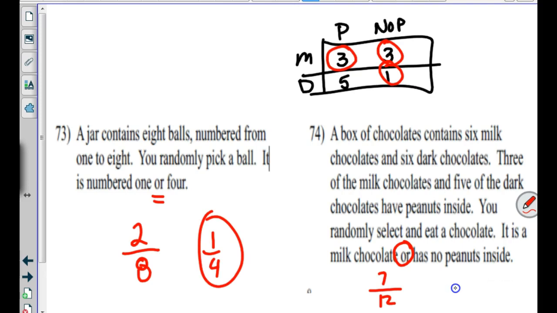The other way you can do that problem is find the probability that you get a milk chocolate, which was 6 out of 12, and the probability that it had no peanuts, which was 4 out of the 12, and then you would subtract the overlap, which was milk chocolate with no peanuts, so you would subtract the 3, you'd get this. All right, that was a fun question.